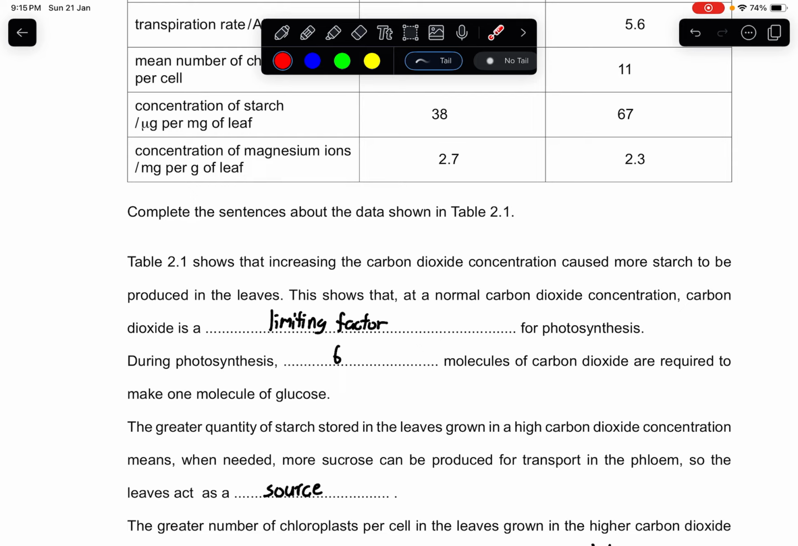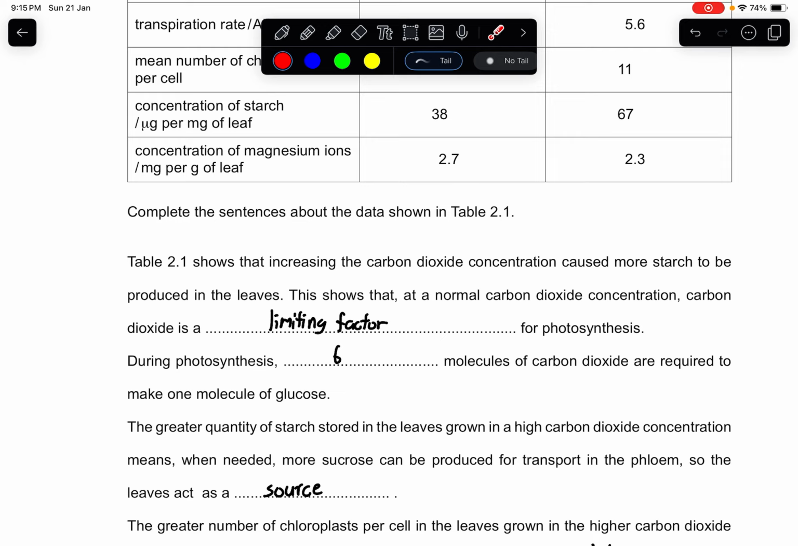This shows that at a normal carbon dioxide concentration, carbon dioxide will be a limiting factor. So we have a keyword that it is the carbon dioxide concentration which caused the change. Therefore, it will become a limiting factor.